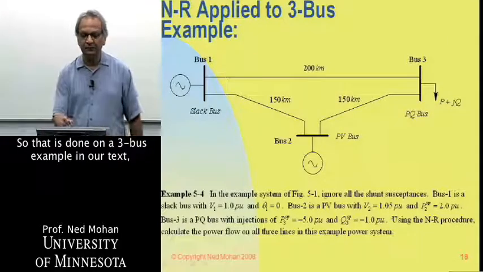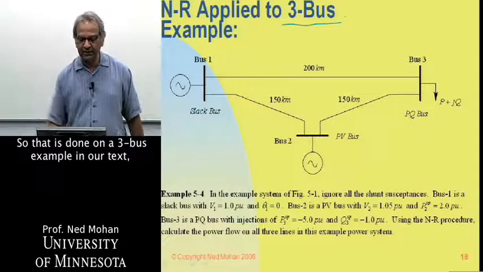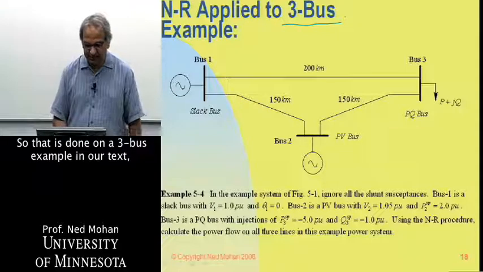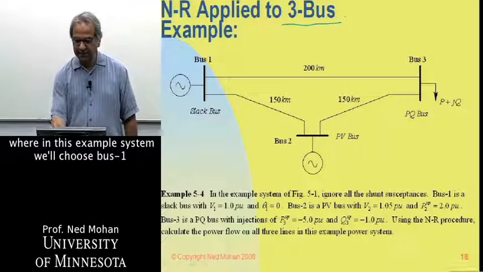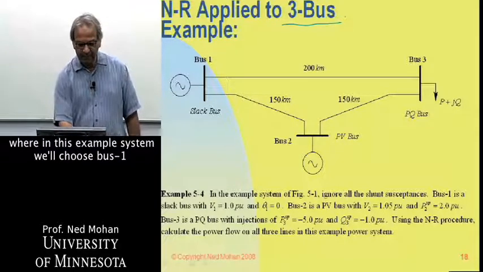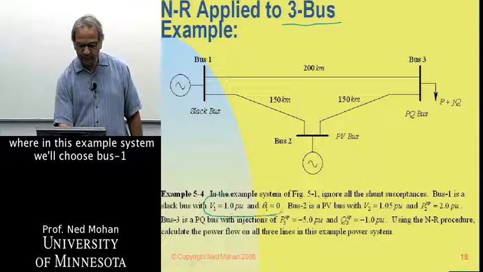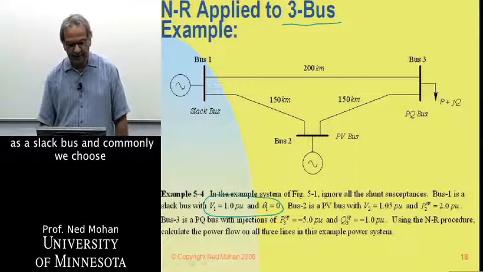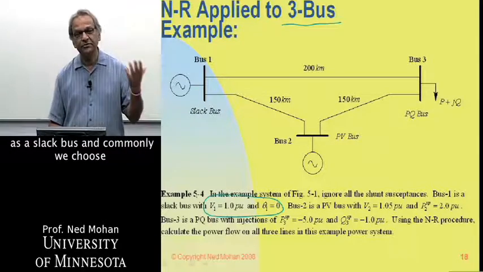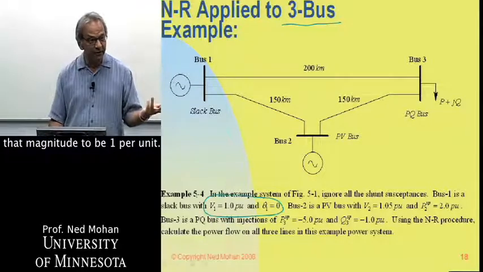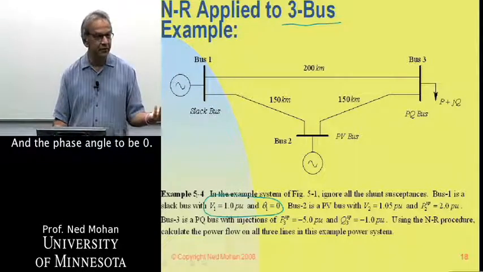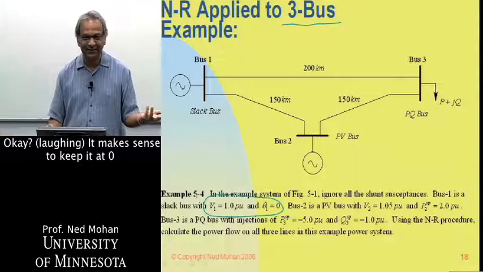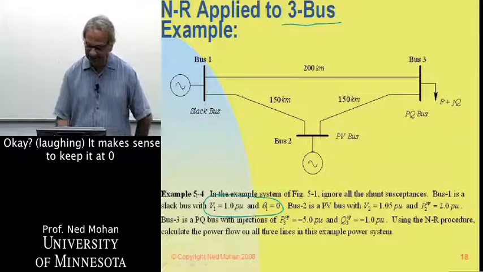So that is done on a 3-bus example in our text, where in this example system, we will choose bus 1 as a slack bus, and commonly we choose the magnitude to be 1 per unit and the phase angle to be 0. Why choose anything else? Okay, it makes sense to keep it at 0.